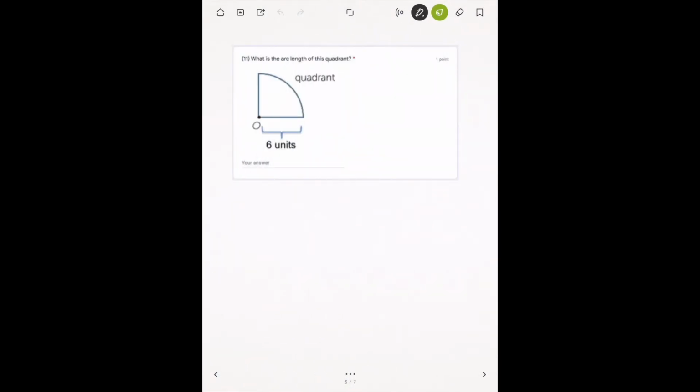Question 11, what is the arc length of this quadrant? Okay, arc length, we're just talking about what is the length of this curve right there. So what I like to do on these problems is first pretend that we have a full circle. If this were a full circle, what do we know?